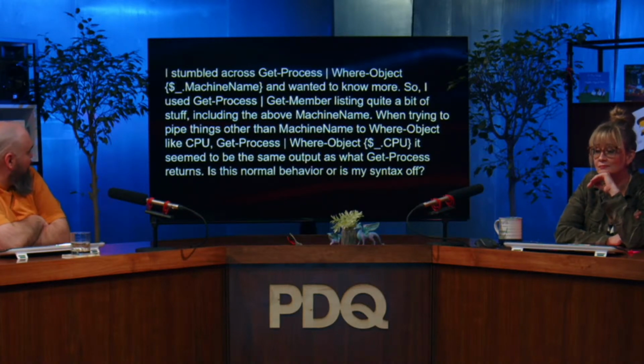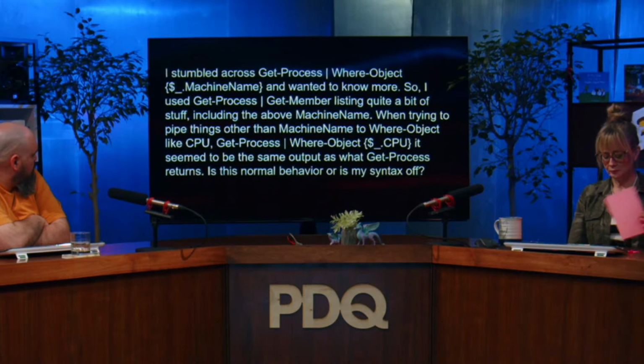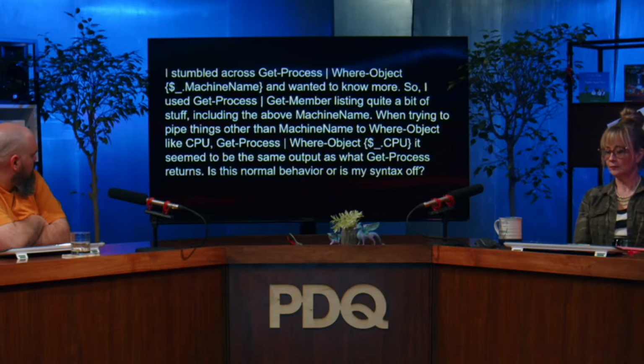I stumbled across Get-Process | Where-Object and wanted to know more. So I used Get-Process | Get-Member, listing quite a bit of stuff, including the above machine name. When trying to pipe things other than the machine name to Where-Object, like CPU, Get-Process | Where-Object, it seemed to be the same output as what Get-Process returns. Is this normal behavior or is my syntax off?